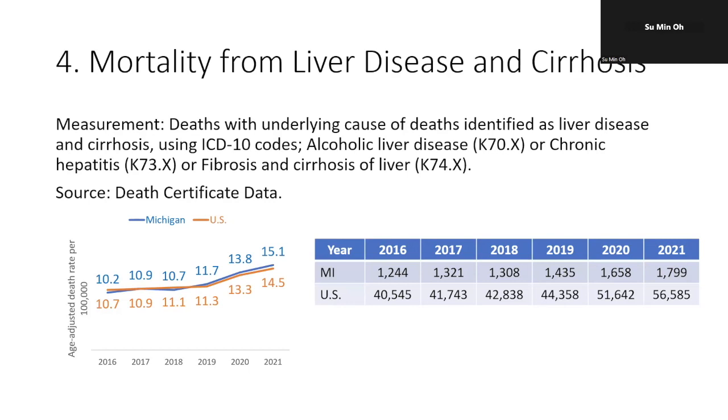Mortality from liver disease and cirrhosis showed a steady increase over time. So from 2016 to 2021, the death rate increased by 48% in Michigan.